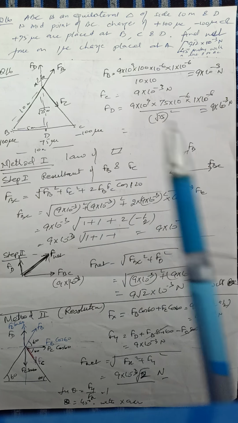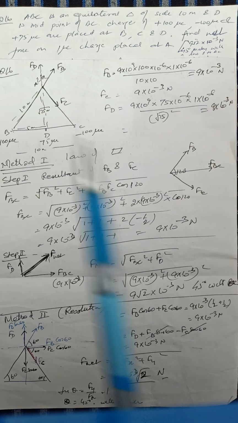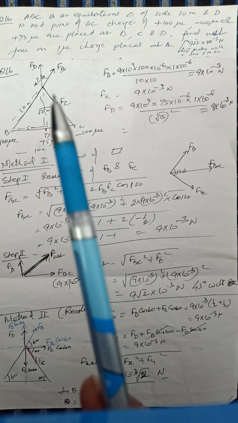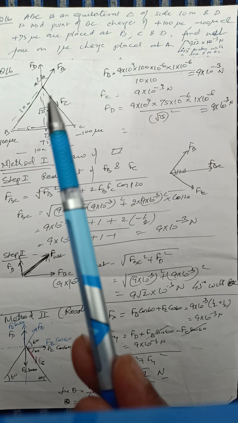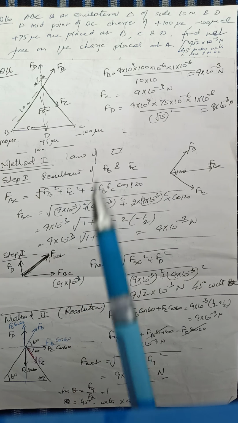We have to use vectors. We cannot add forces directly. The first method is using the law of parallelogram. For the law of parallelogram, we have to select any two forces. We have selected FB and FC, and the angle between them is 120 because it is an equilateral triangle. So the inner angle will be 60 degree. The angle between FB and FC will be 120.